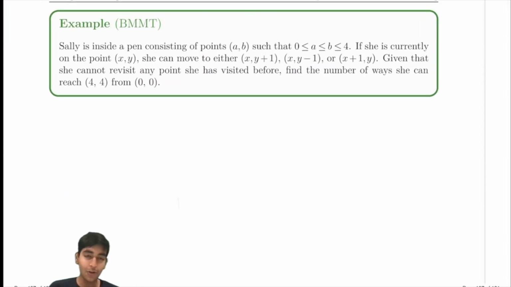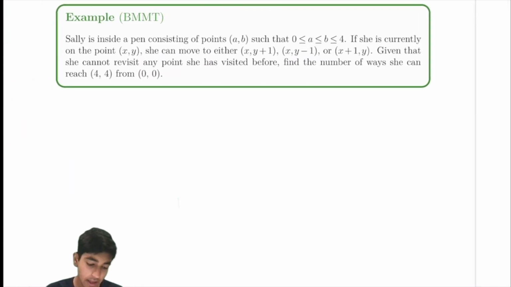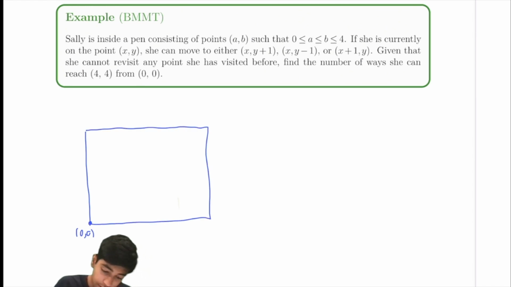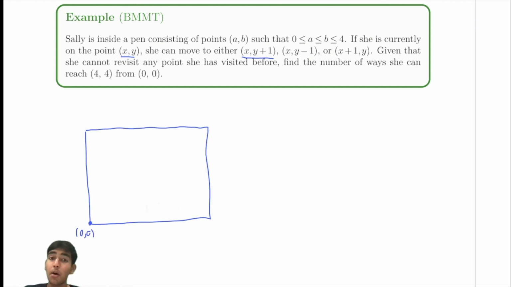Let's take another really cool path counting problem. Sally is inside a pen consisting of points A, B, such that 0 is less than or equal to A is less than or equal to B is less than or equal to 4. Let's draw that: 0, 0, and 4, 4. Let's just draw a nice little grid. So the condition in this problem is that from point x, y, she can move to x, y plus 1, x, y minus 1, or x plus 1, comma y.